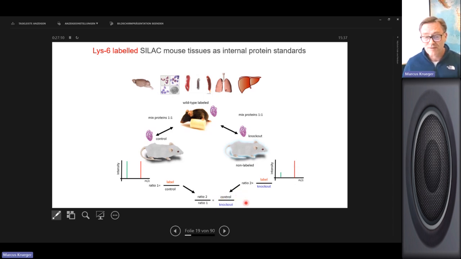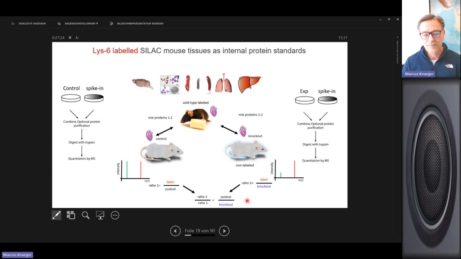and whatever this label is, we have a direct comparison of the control and the knockout. So that's basically the idea, to use these living animals, these labeled SILAC animals, as a source for a quantification spike in. Yeah? And again, what we do is we do two SILAC experiments, right? So we spike it in the control, and we spike it in the experimental condition, and then we quantify the peptides. Yeah? Good. So this allows us a very accurate quantification compared to label-free.